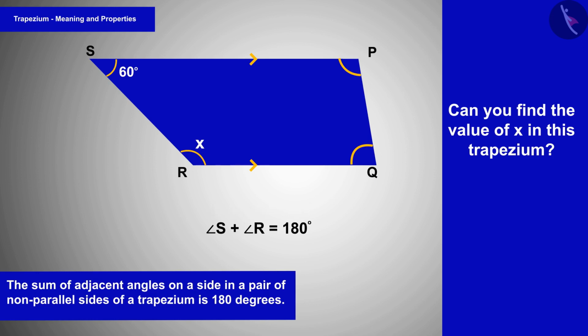We can say with the help of this property that the sum of angle S and angle R will be 180 degrees. From the question we know the value of angle S, which is 60 degrees. Thus, we can say that the sum of x and 60 degrees will be 180 degrees. On solving this, we get the value of x as 180 degrees minus 60 degrees, 120 degrees.